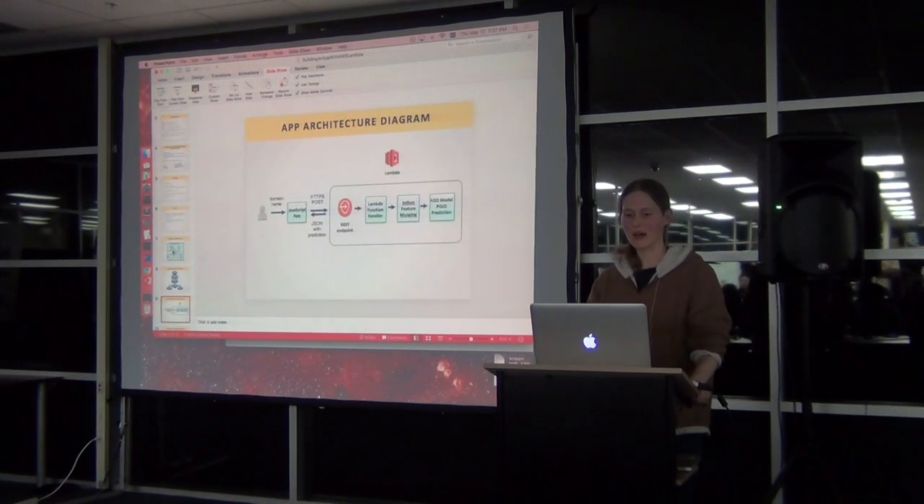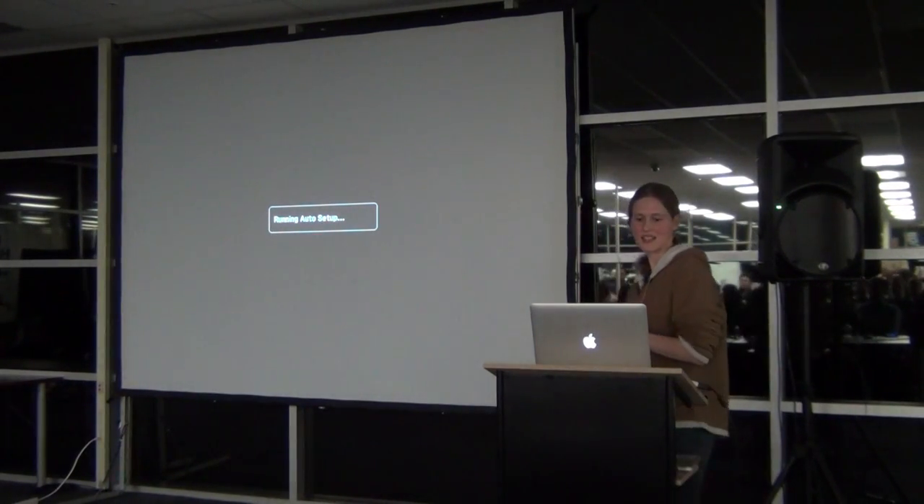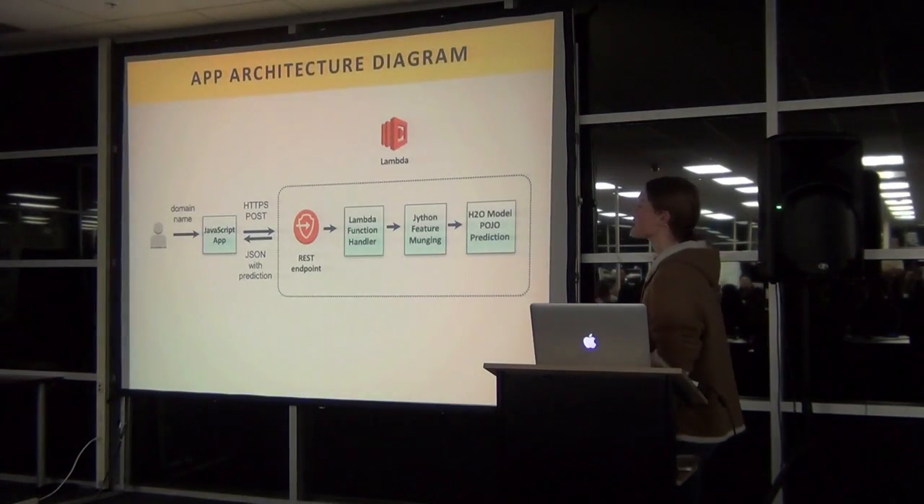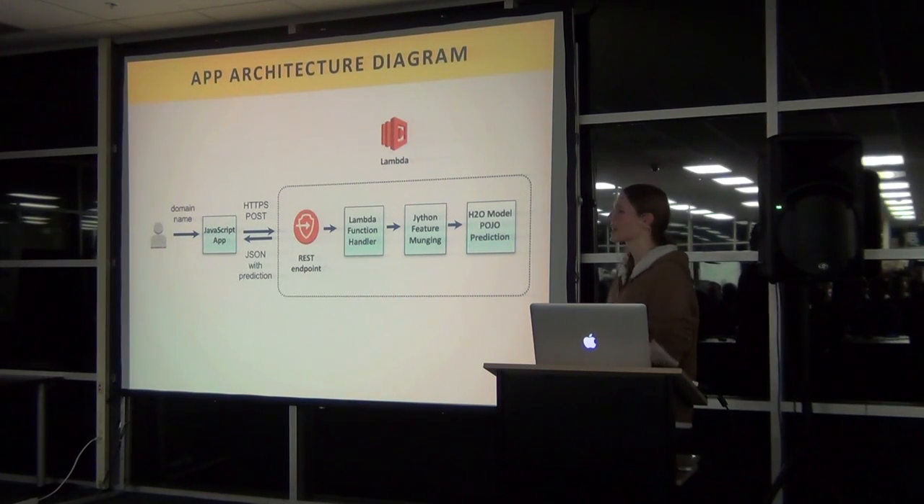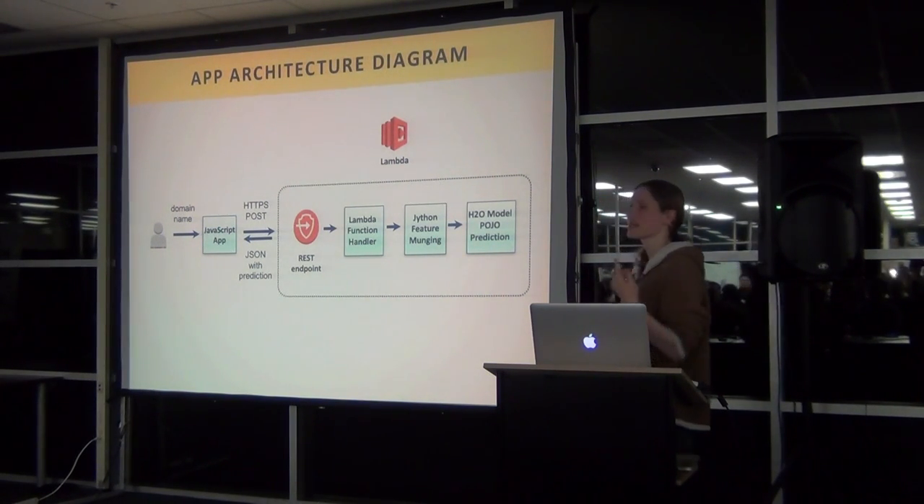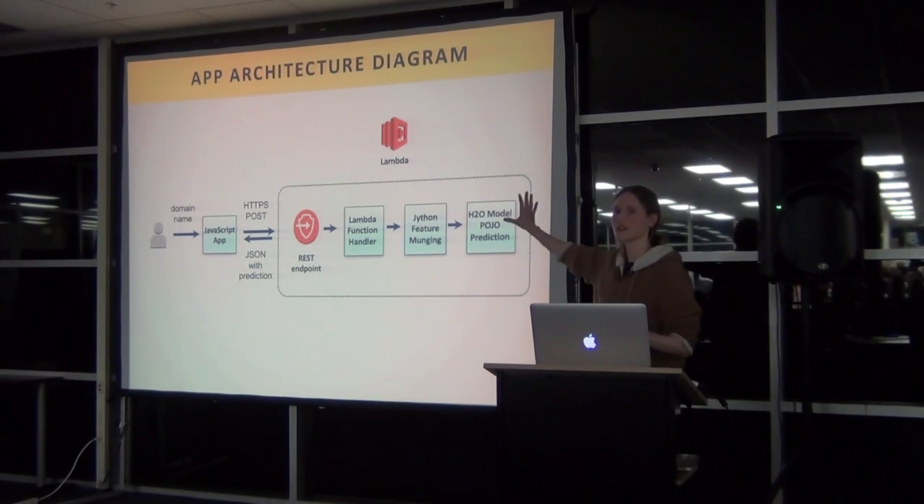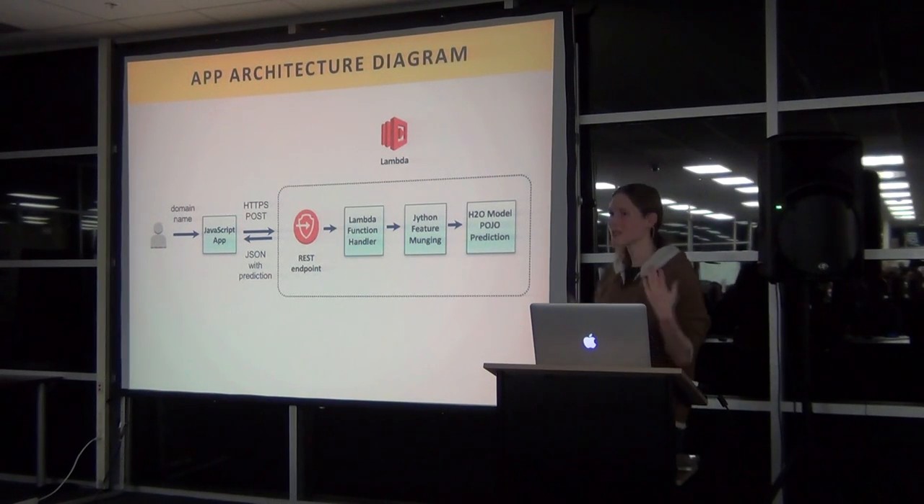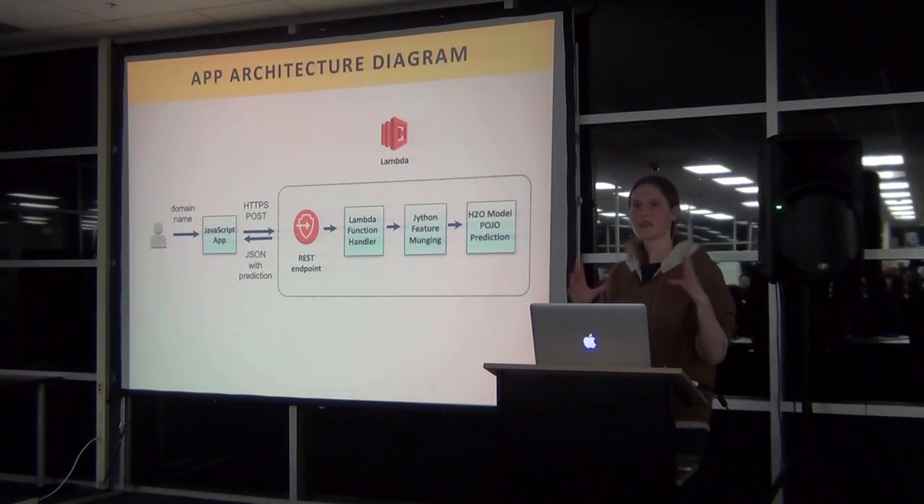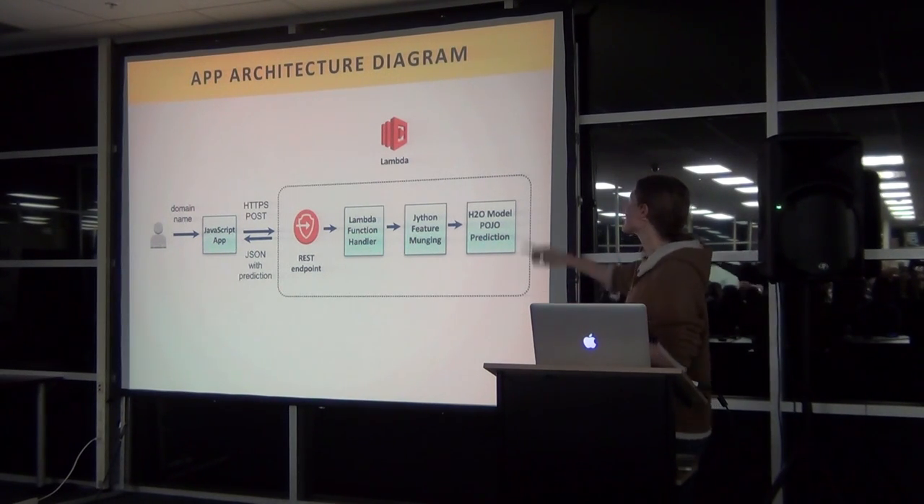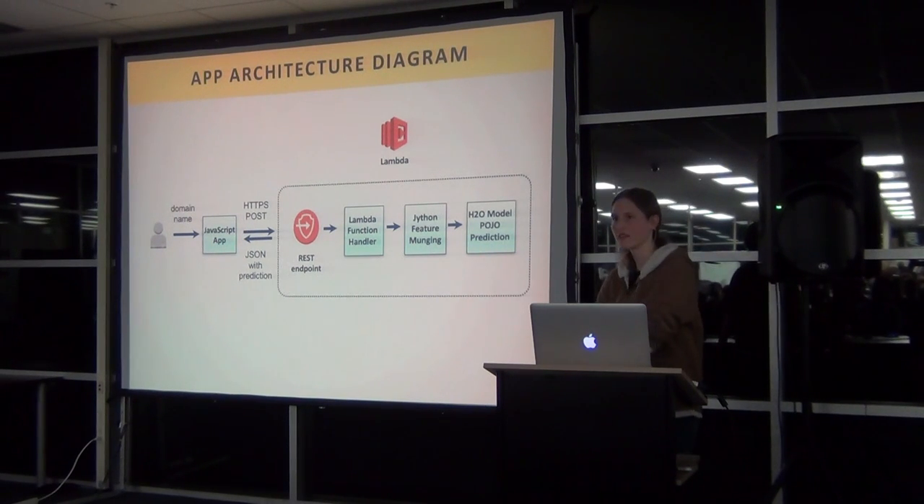Okay, so now we're going to look at a little bit about the architecture, what's really going on in the back end behind the scenes. It starts with the user inputting the domain name, like you saw me do, and then it goes through a JavaScript app, and it makes an HTTPS post request to this dotted region, all of which is encompassed in Lambda. It hits the REST endpoint, and it goes to a Lambda function handler, which every Lambda application has to have. And then I actually do something a little special, which is Jython feature munging.